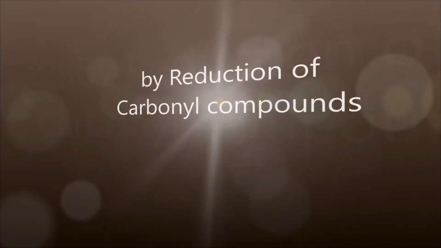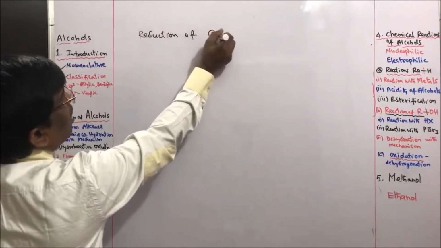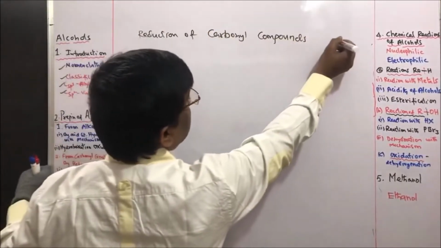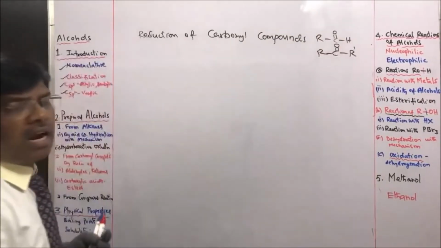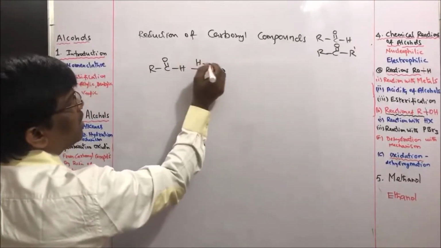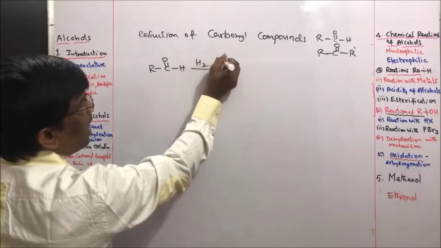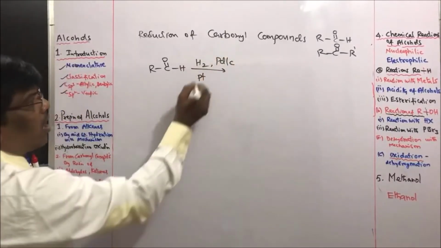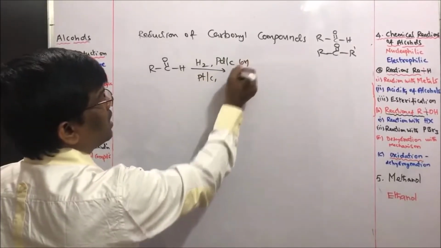Next. So reduction of carbonyl compounds. What are the usual carbonyl compounds? For example, aldehydes and ketones. These are carbonyl compounds. By what methods? I can do the reduction by simple catalytic hydrogenation using palladium on carbon, or platinum on carbon, or Raney nickel. Yes, friends, I can use any metal.